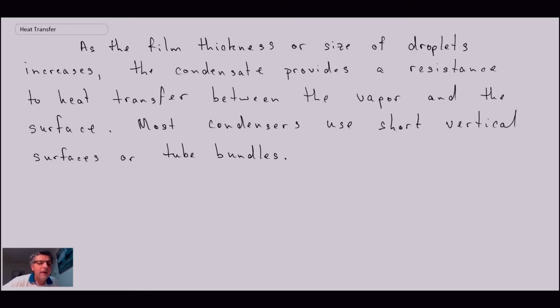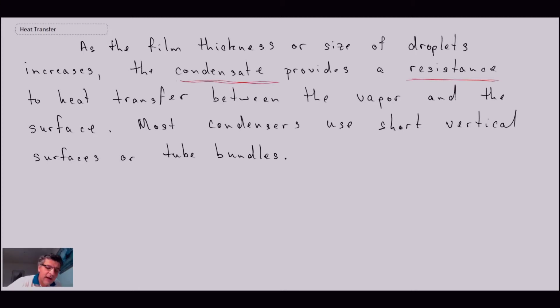Okay, so the reason why film condensation is less efficient is because as the film thickness grows, the condensate, or the liquid that is forming on the surface, actually provides a thermal resistance, almost like an insulating blanket on the surface, and it then minimizes the amount of condensation that's occurring. And so in order to counter this, typically condensing units where you have condensation occurring on the outside try to minimize the length of the vertical surface.